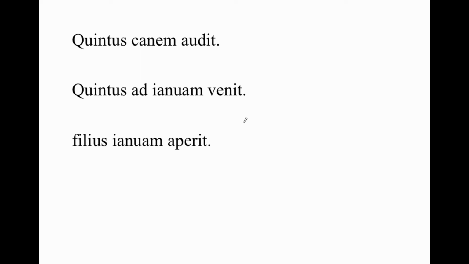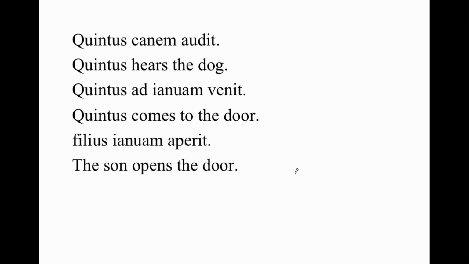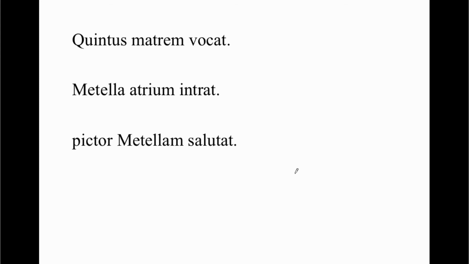Quintus canem audit. Quintus hears the dog. Quintus ad ianuam venit. Quintus comes to the door. So again, this accusative is a direct object. This accusative is just simply the correct form after the preposition ad. Filius ianuam aperit. The son opens the door. Quintus matrem vocat. Quintus calls his mother.